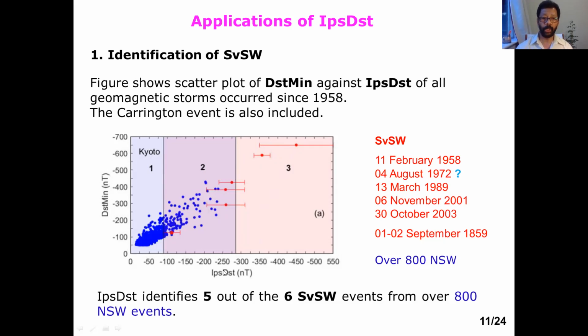This figure also shows the new parameter is unable to identify this particular space weather, that is severe space weather event occurred on 4th August 1972. We will come to this particular event after one more slide.